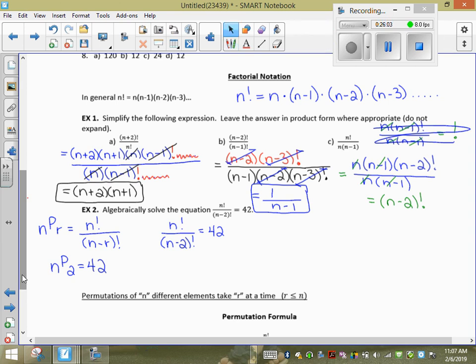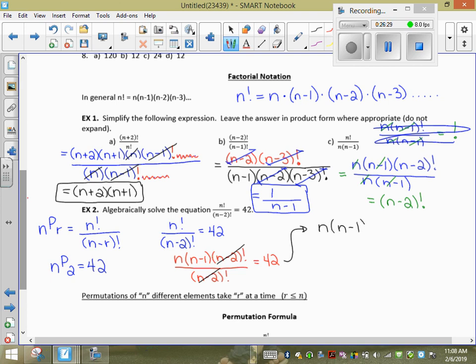So I'm going to get n bracket 1 less, n minus 1, 1 less, n minus 2 factorial, over n minus 2 factorial, equals 42. These cancel. And now I'm left with n bracket n minus 1 equals 42.